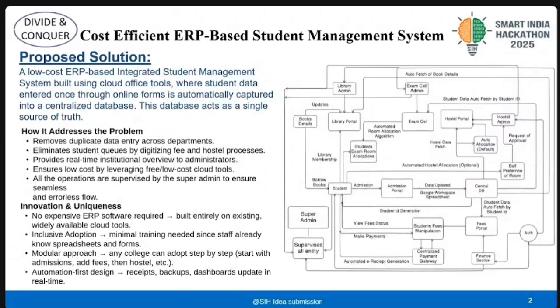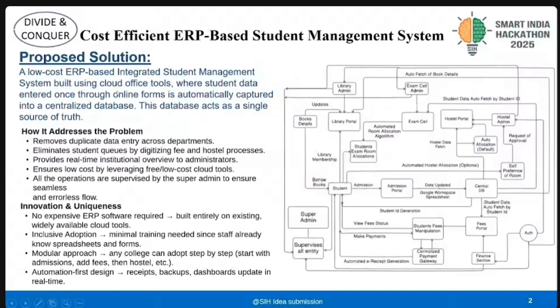That's why we feel the need of an enterprise resource planning ERP-based system, which can bring all institutional processes under one platform in a cost-effective way. The ERP-based student management system integrates all major academic and administrative functions into a unified platform. Starting from admission through the admission portal, the student data is being updated in a centralized database and linked with Google Workspace for service access.